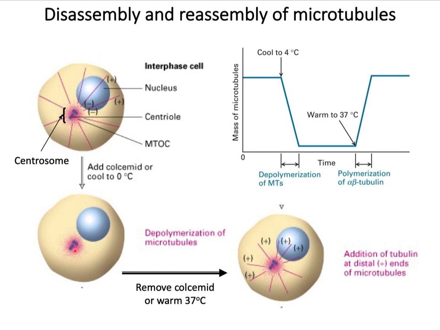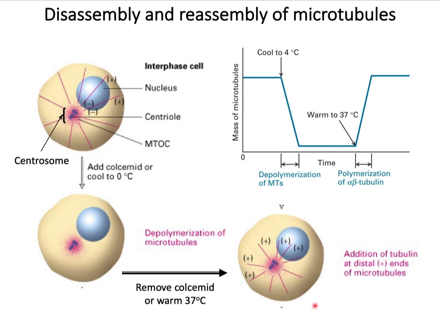However, if you wash out the colcemid, which happens to be reversible, or if you warm the cell to 37 degrees, which is the normal growth temperature, you begin to see the growth of the microtubules out from the microtubule organizing center. So the microtubule organizing center will not only organize the microtubules, but will nucleate the formation of new microtubules.